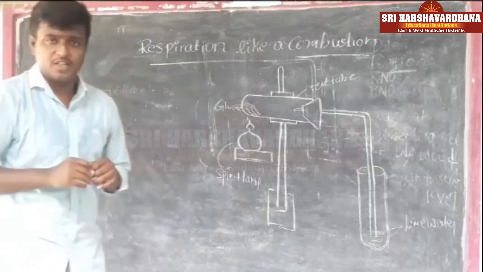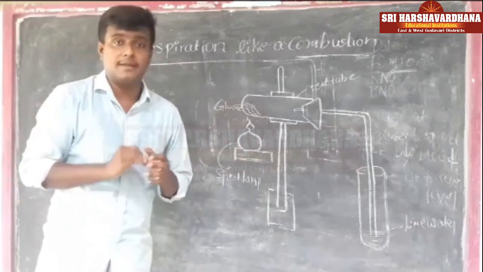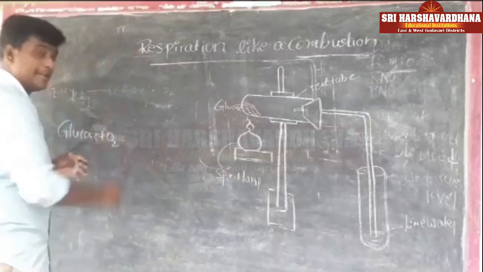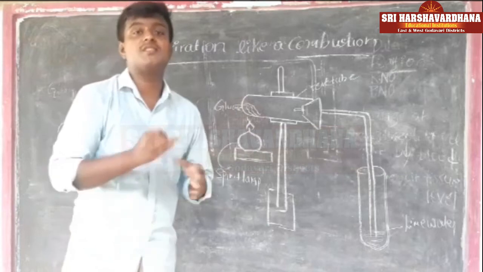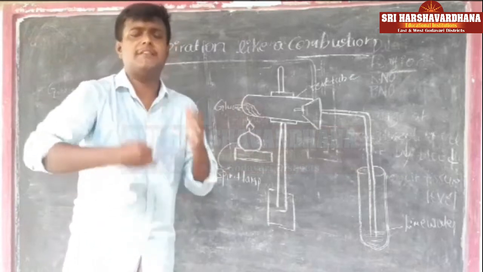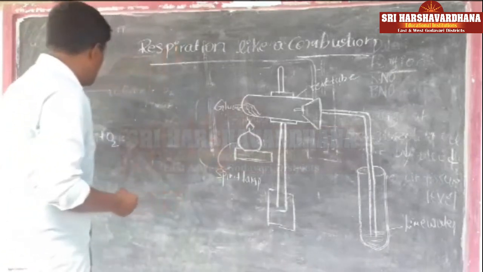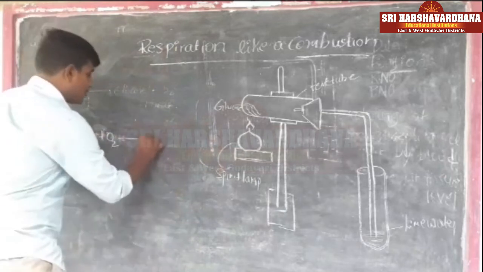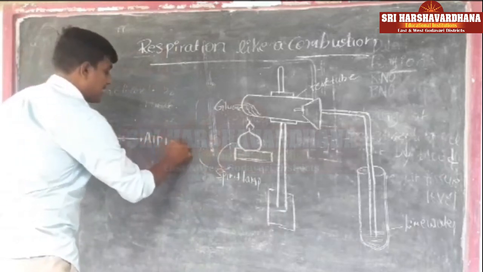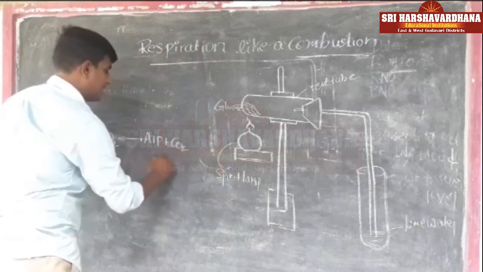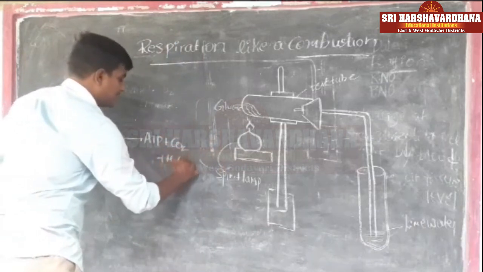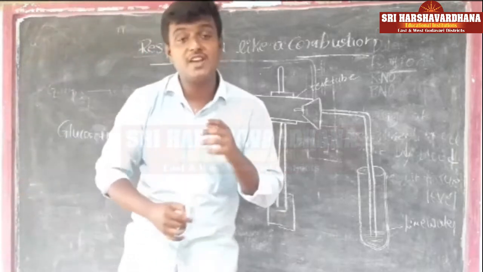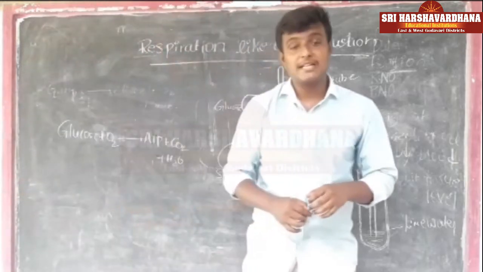Okay, we understood that. When this glucose reacts with oxygen in the living thing's body, they can liberate the energy. In that process they also liberate carbon dioxide, and they liberate water also. And that process we call respiration.